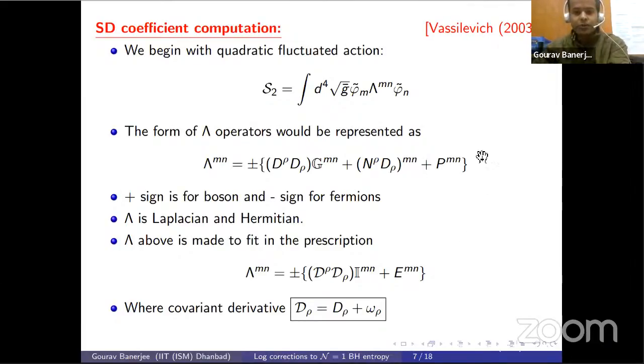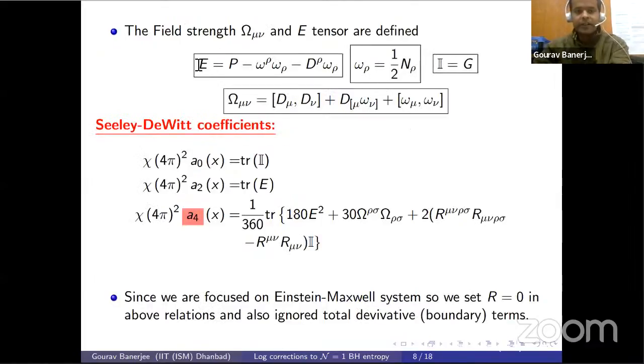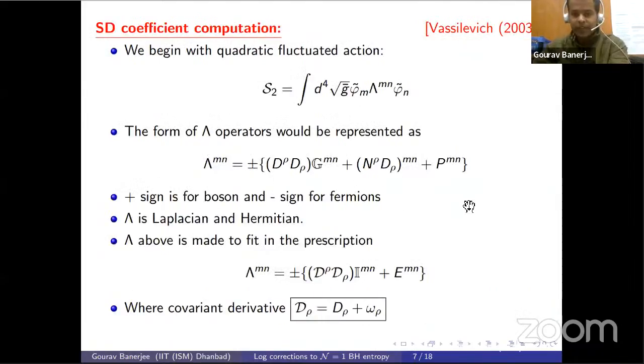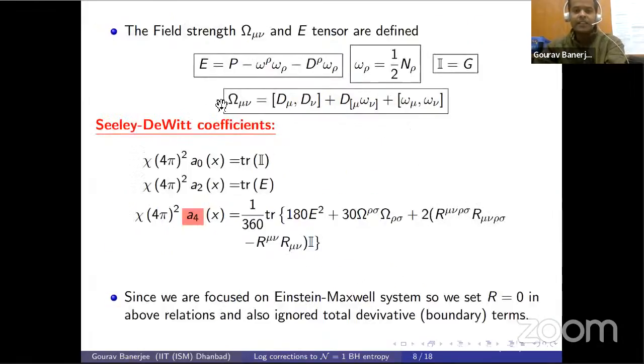Now, comparing these two kinetic differential operators, one can evaluate the respective expressions of E omega I in terms of N and P. And a generalized field strength omega can also be defined in this way, which is associated with the curvature of the background metric as well as the connection field omega.